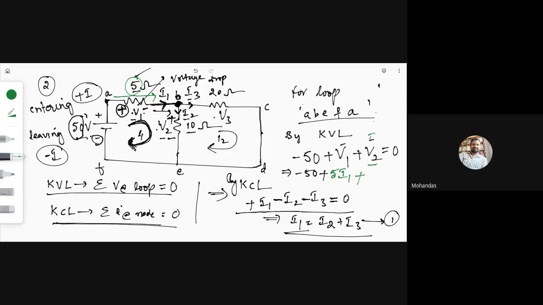What is V2? According to Ohm's law, V equals I into R. But which current is flowing through the 10 ohm resistor? Is it the I1 current, I3 current, or I2 current? I2 current, sir. Yes, so the current is I2, and the R value is how much? 10, sir, which is equal to 0. Let us say this is equation number 2.